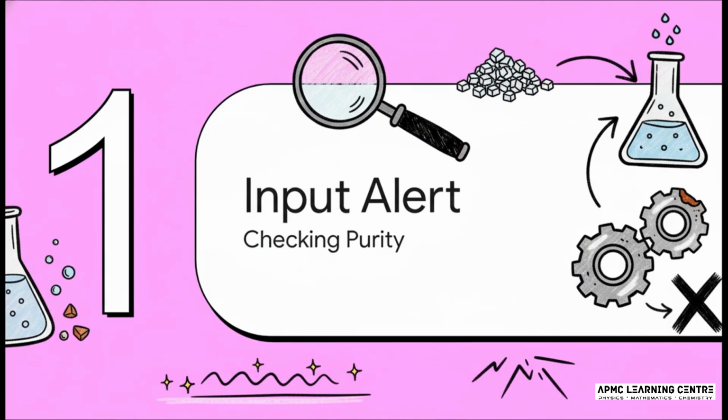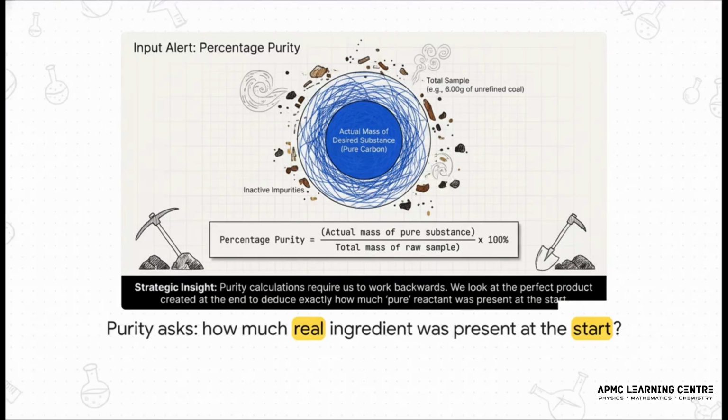All right, first things first on our dashboard. Before we even think about mixing anything, we've got to run our first diagnostic. It's all about checking the quality of our starting materials. Think of it as an input alert. And here's the thing, right? We almost never start with ingredients that are 100% pure.